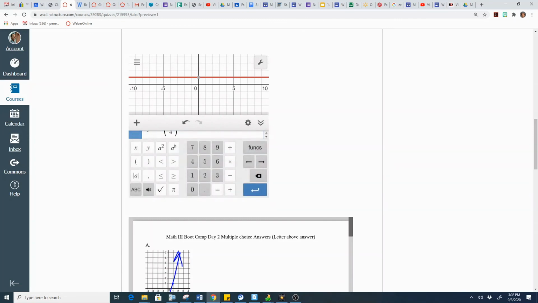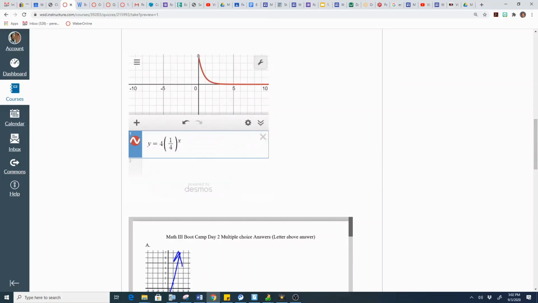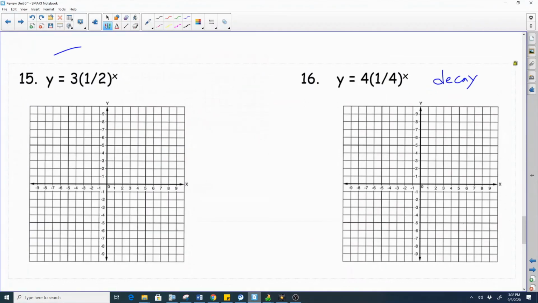So there it is. And then we're going to do this, a to the b power, and then do the x. Okay? So it's 4 times 1/4 to the x power. It is decay. Look at that. And so it's up here at 0, 4 is where it crosses, and then it decays. So it's going to be right here, and then it's going to come down, and it's going to go ahead and decay. So there's number 16.